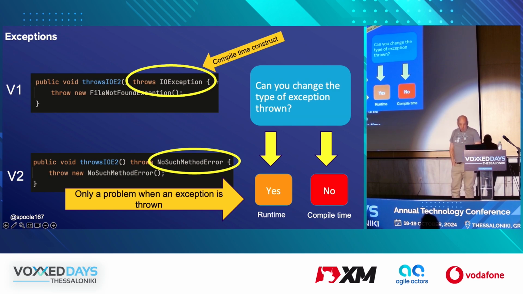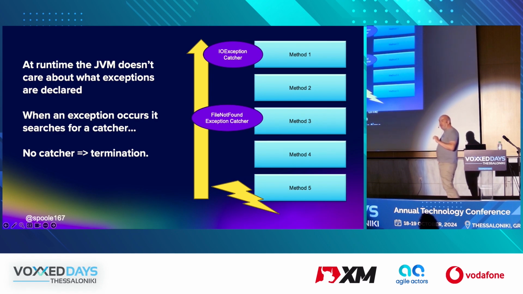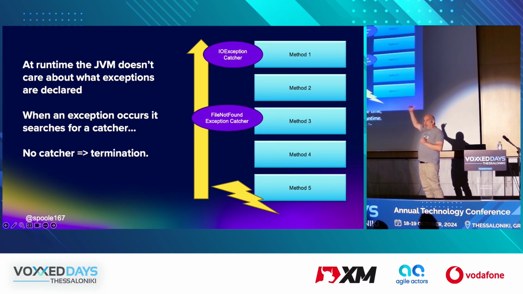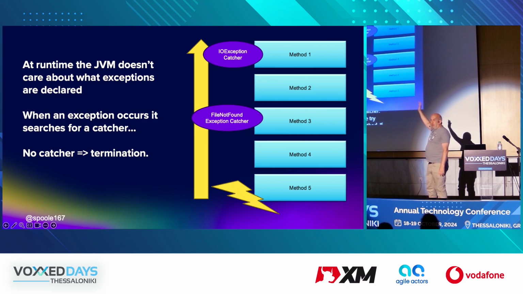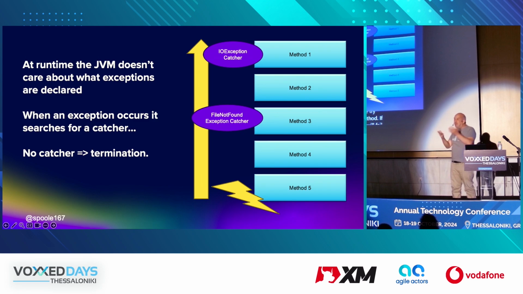At runtime, what happens is that the JVM is looking for a catcher. It's looking for the catch in the try block that will handle that method. If there isn't one, then the thing will fail, right? But there's no enforcement of checked exceptions. They're just exceptions. It's the compiler that tells you the checked exceptions are like that.